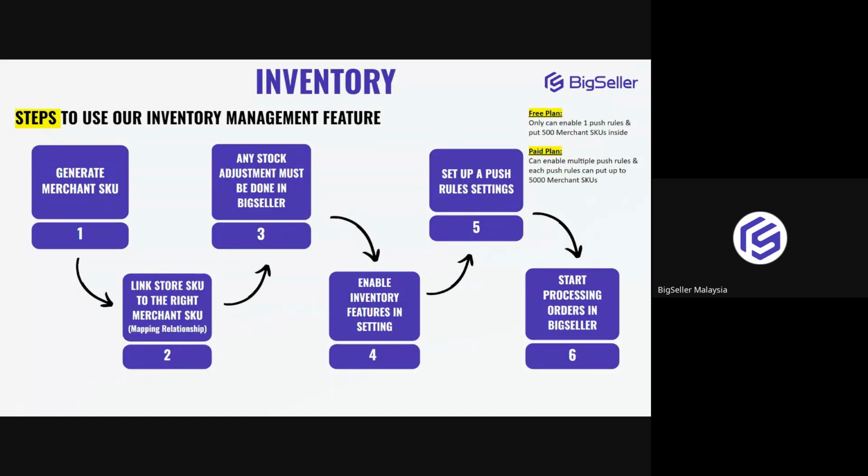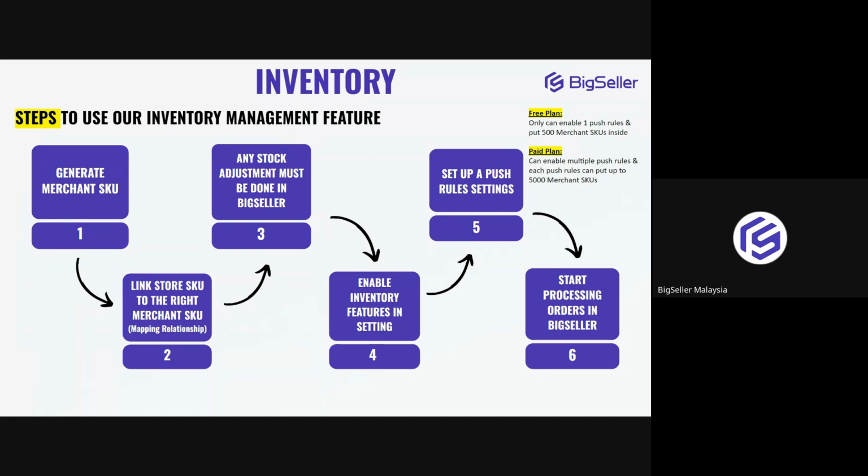So the last step: start processing your orders in the Big Seller system. That means from printing your shipping label, your pick list, your pack list, summary list, and invoice, everything must be done in the Big Seller system. Because once an order syncs into the Big Seller system, we will allocate your merchant SKU stock. We won't automatically deduct the stock; we will allocate it first.